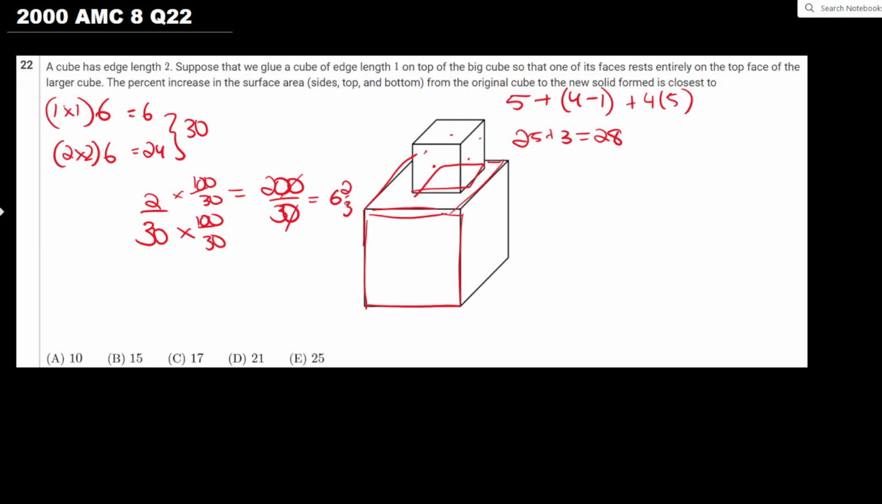5 faces plus 4 minus 1 plus 4 times 25 plus 3 is 28. So 1 times 6, 30.